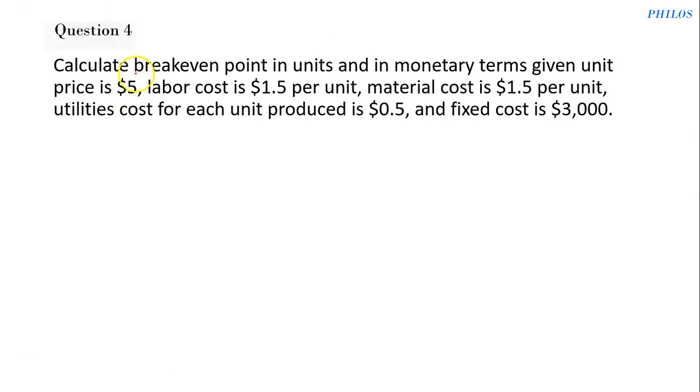Question 4. Calculate break-even point in units and in monetary terms. Given that unit price is $5, labor cost is $1.5 per unit, material cost is $1.5 per unit, utility cost for each unit produced is $0.5, and fees cost is $3,000. So the question wants us to solve two things: break-even point in units and in monetary terms.